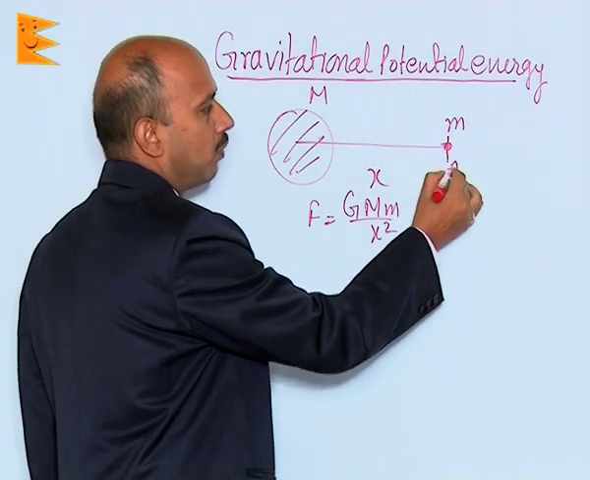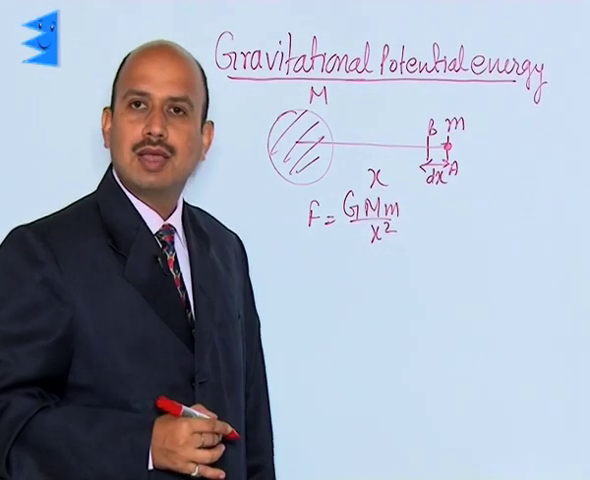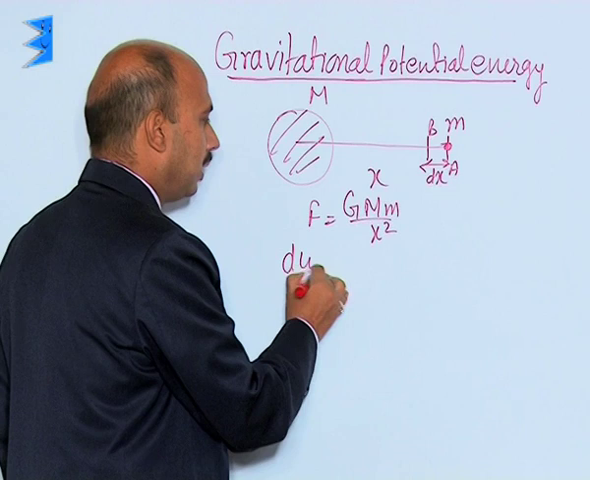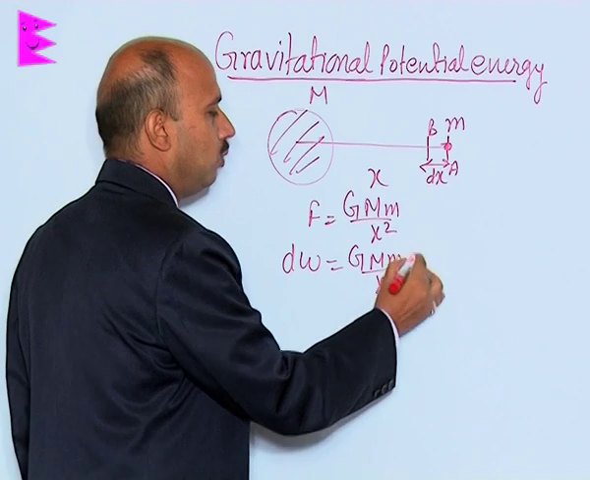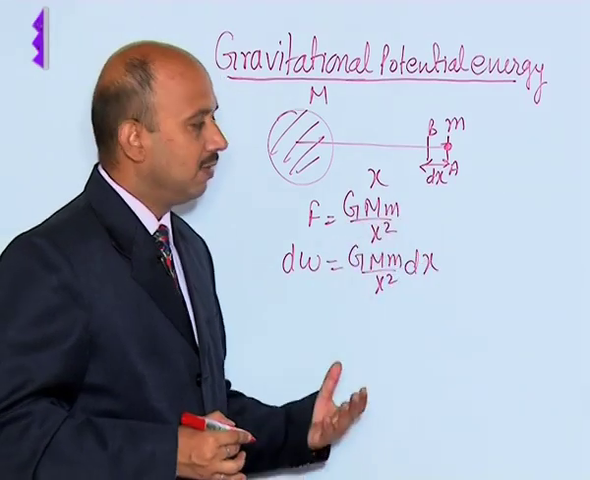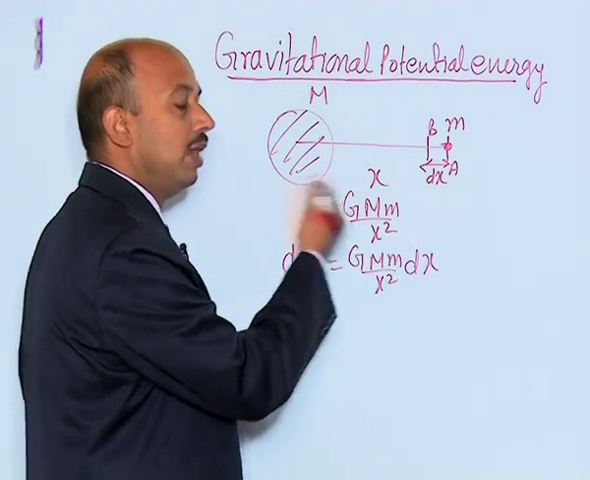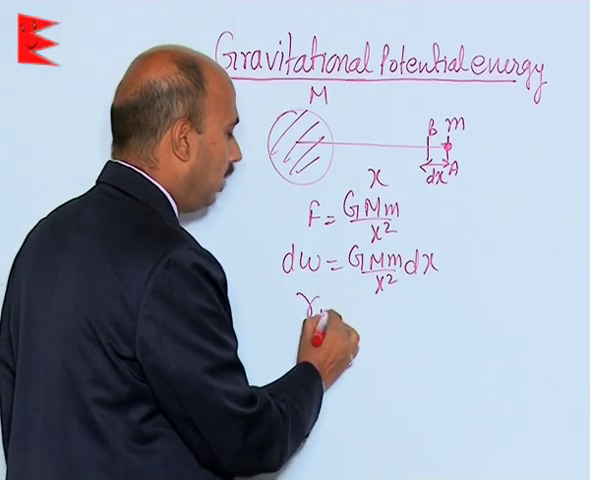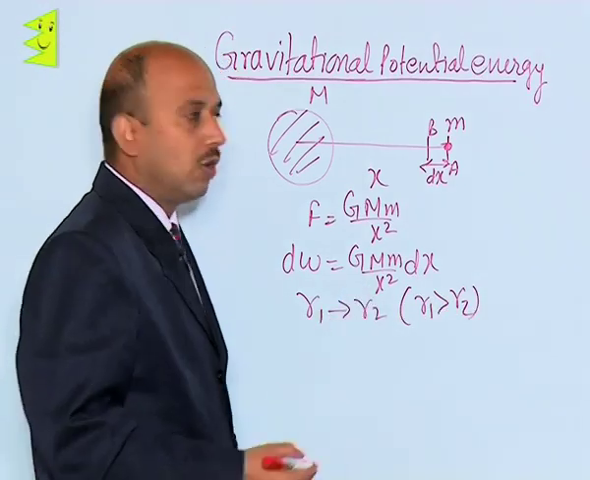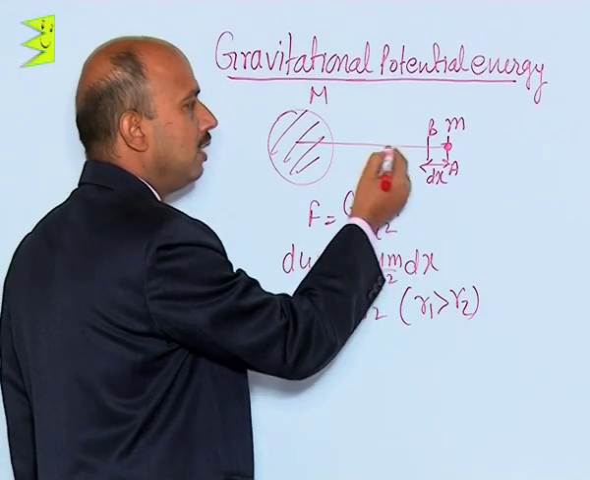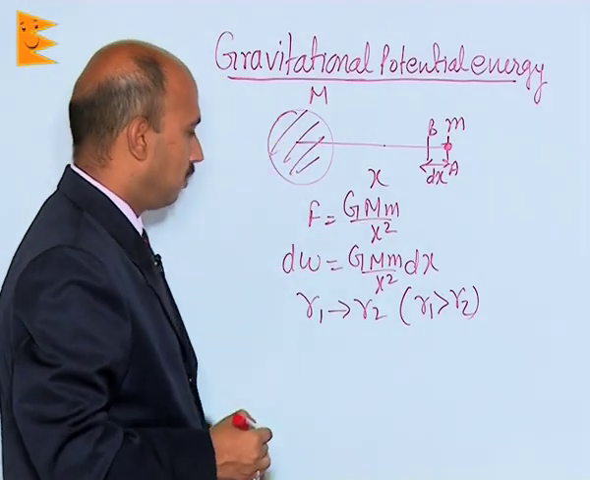Suppose this body is brought from A to B by a small displacement dx without any acceleration, then the work done can be written as GMm upon x square into dx. Already we have done these steps in the gravitational potential. So, now if you want to take the body from one point to another, suppose from R1 to R2, where R1 is greater than R2. R1 is somewhere here and you are bringing the body to this point, which is R2 from the center of the body, this capital mass M.